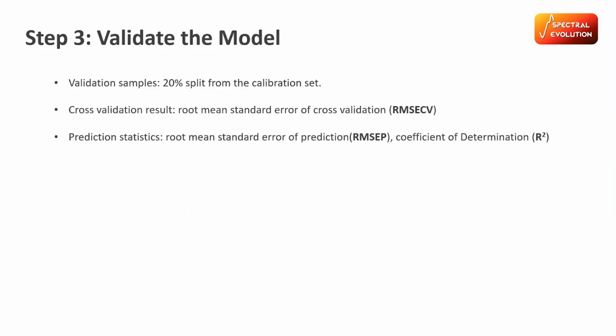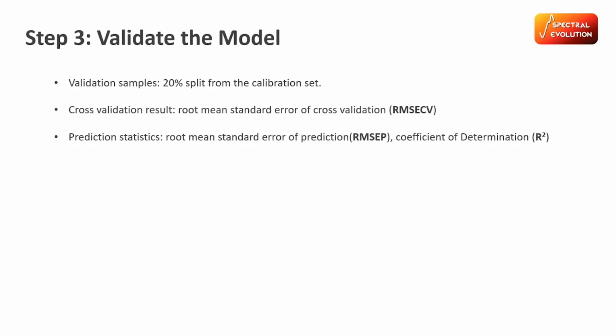So once the calibration model is built, the next important step is validation, making sure the model performs well on data it hasn't seen before. So in this case, we set aside 20% of the samples from the calibration data set specifically for validation. This ensures we're testing the model's ability to predict independent data.